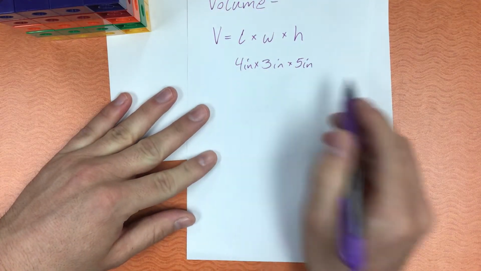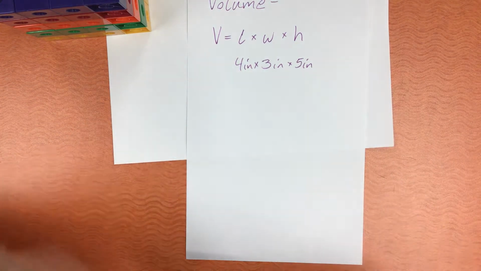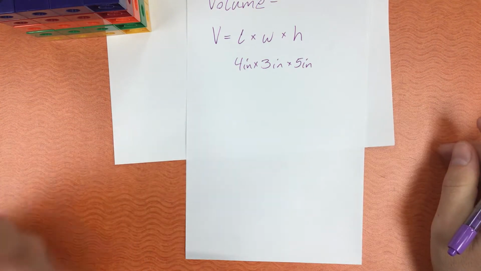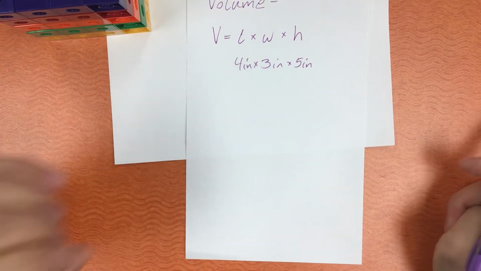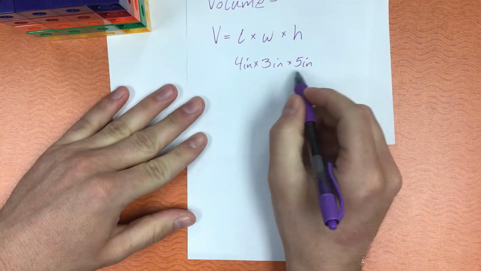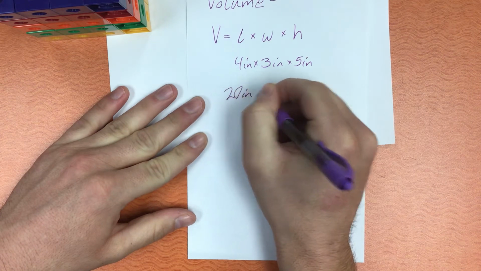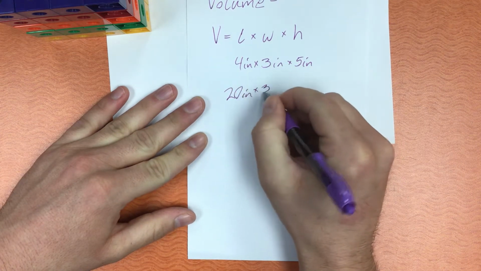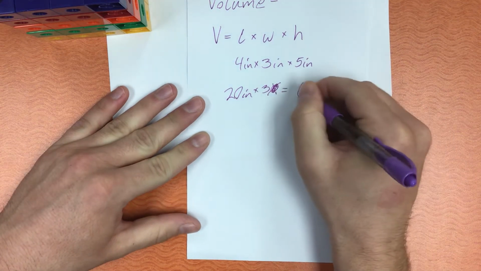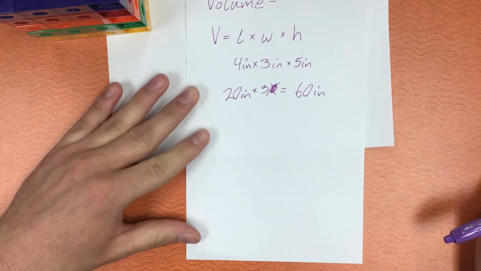Now I have 3 different measurements here. All right. So what that means is it's basically the same thing. We're just going to multiply them all together. You can still use your calculator for it, but we have to write the answer slightly differently. So let's go ahead and multiply. I'm going to do 4 and 5 first, because I know 4 times 5 is 20 inches times 3 equals 60 inches.